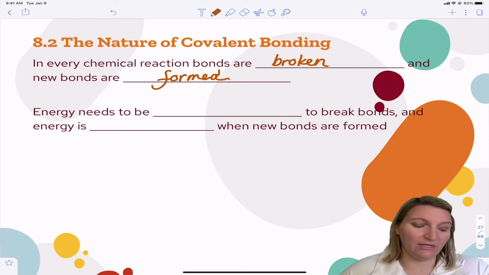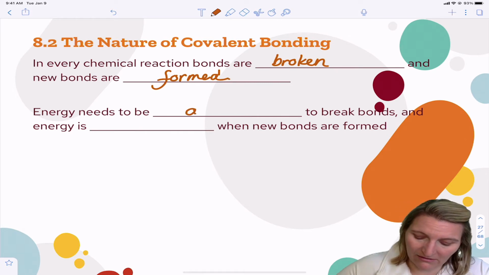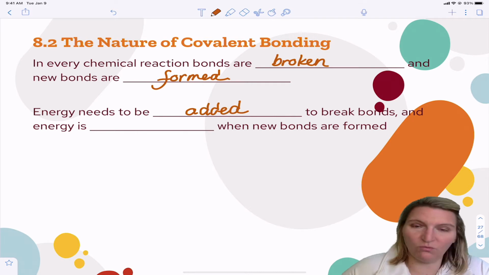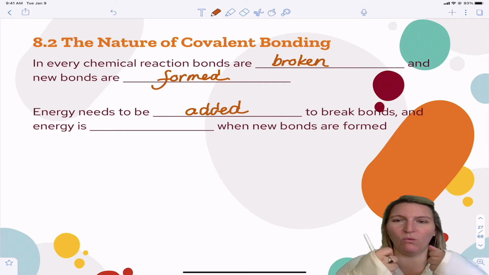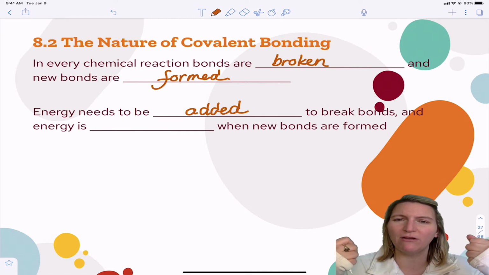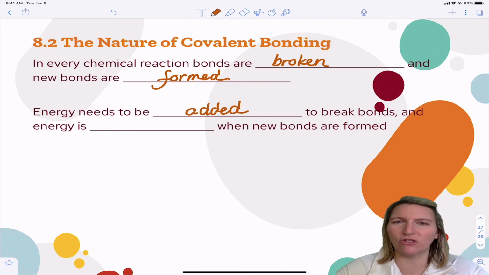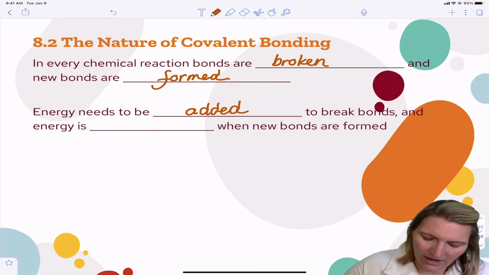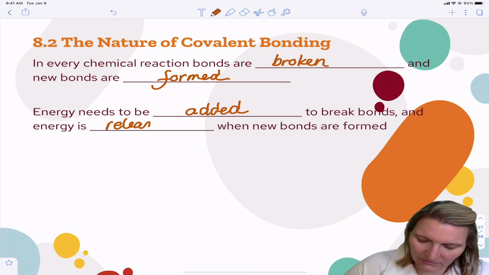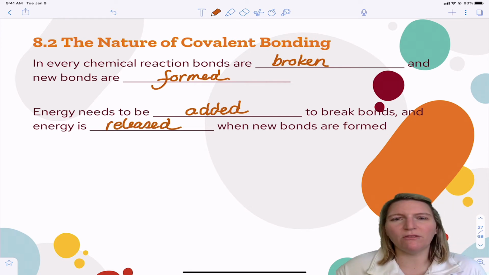And energy needs to be added to break bonds. What is a bond? It's the attraction between electrons and a nucleus. So if we need to break that bond, we need to overcome that attraction. That's always going to take energy. And the exact opposite is true. Energy is released when new bonds are formed.